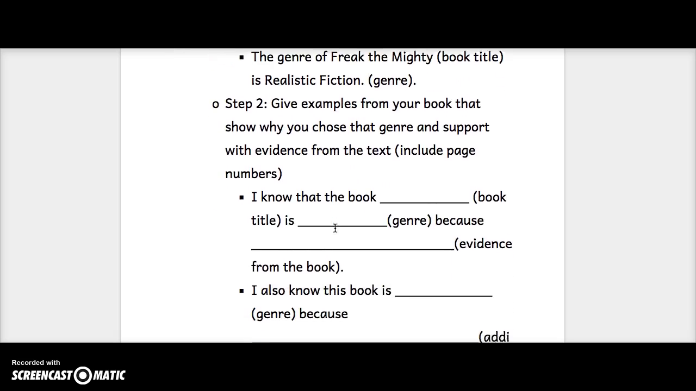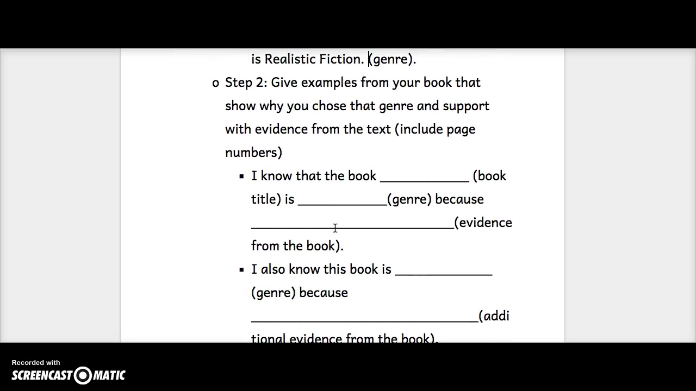So what I need to do now for step 2 is I need to give 2 examples from my book that show why I chose that genre and support it with evidence from the text, including page numbers. So as I'm reading through my book, I need to look for examples of things that show that it could happen in real life. And in Freak the Mighty, there's really a bunch of different possibilities for this because all of the events that happen in the book could also happen in real life too.